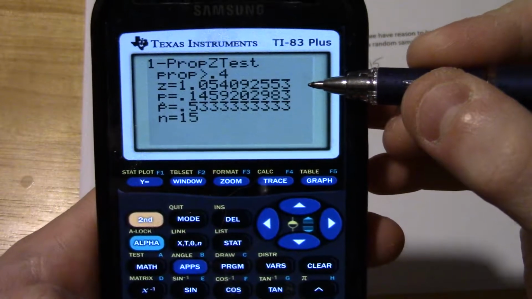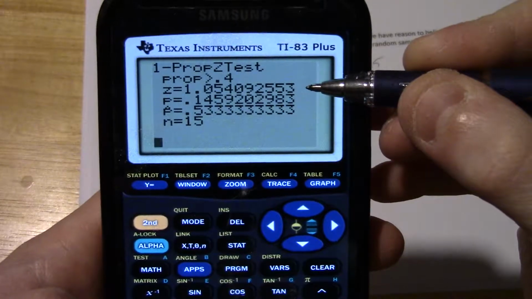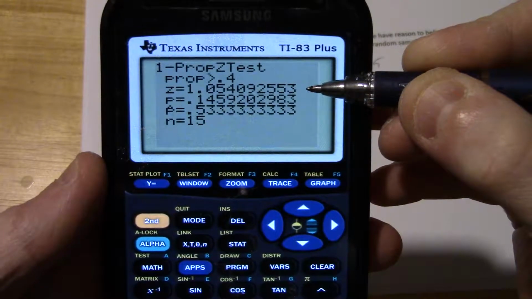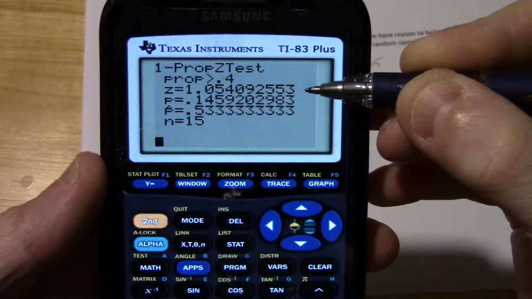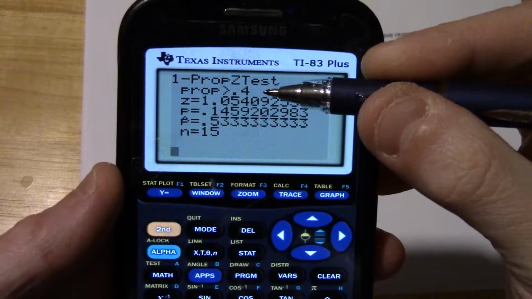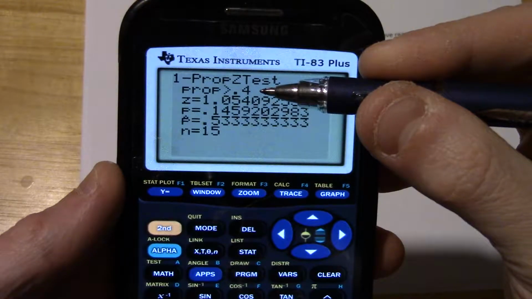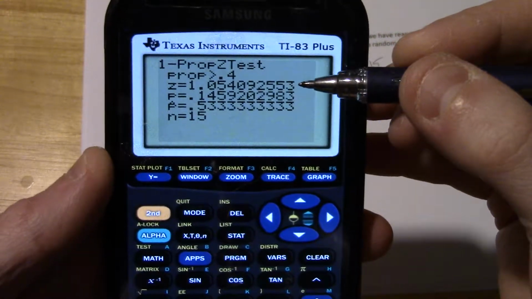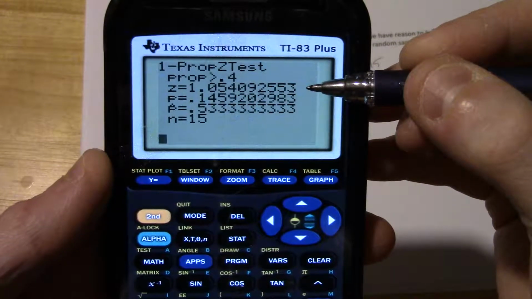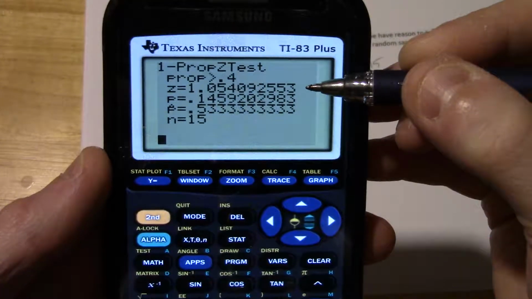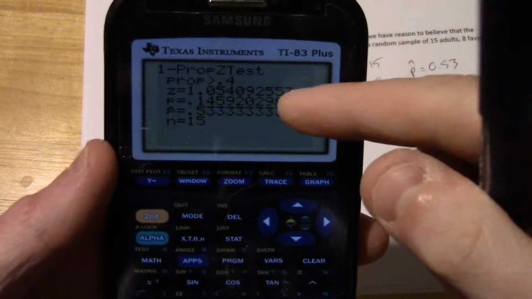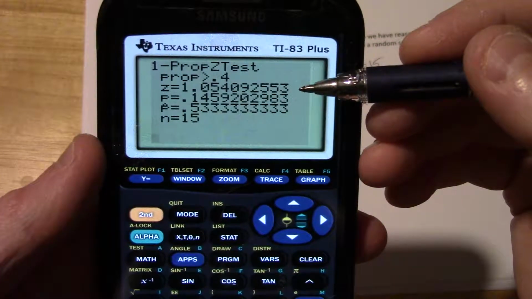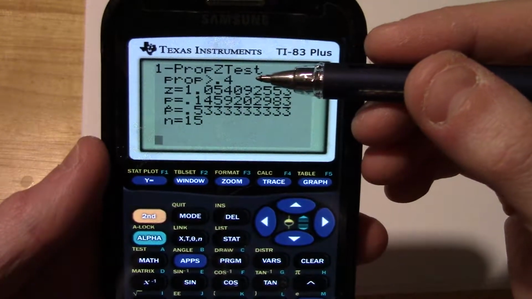What we find is a test statistic z of 1.05. So what that means is if the null hypothesis were true, if the true proportion of adults favoring capital punishment was 40%, then what we've observed, the 53%, or 8 out of 15, is only one standard deviation above the mean. So it's not too far away from what we would expect, which is 40%.